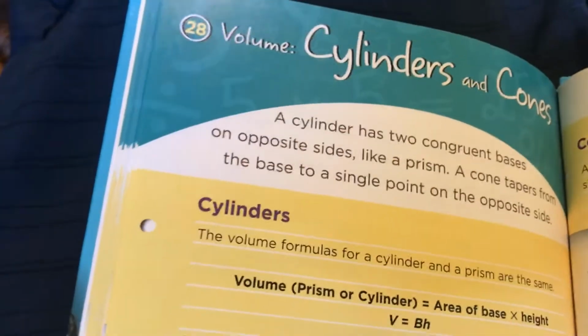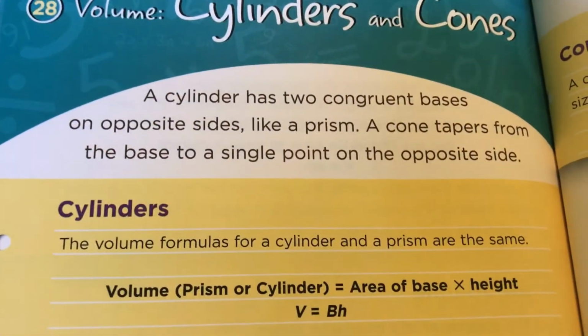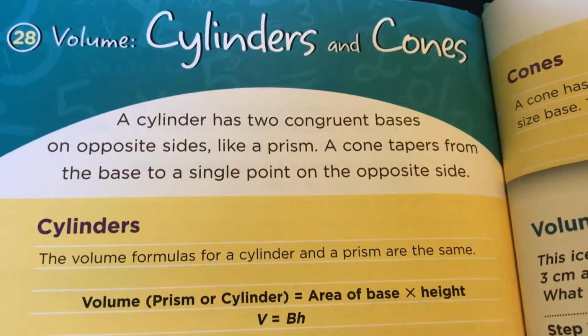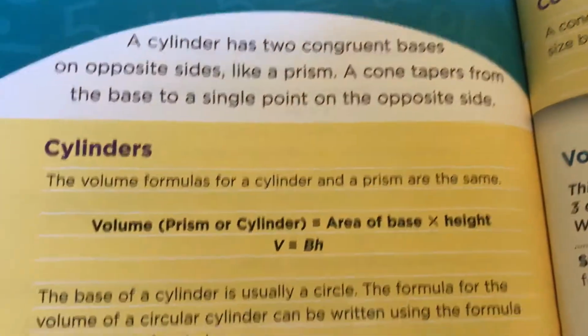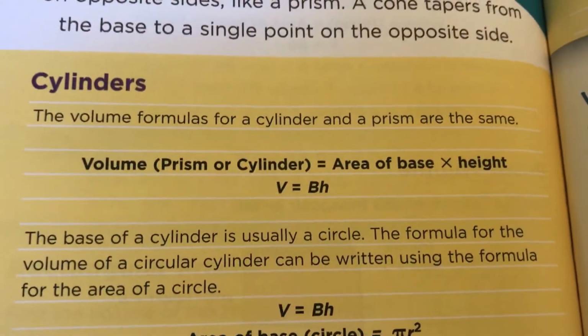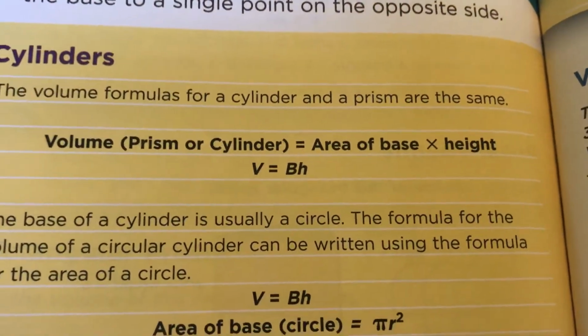Okay, so now we have volume of cylinders and cones. A cylinder has 2 congruent bases on opposite sides like a prism. A cone tapers from the base to a single point on the opposite side. Cylinders. The volume formulas for cylinder and prism are the same. Volume of prism or cylinder: area of base times height, V equals BH.